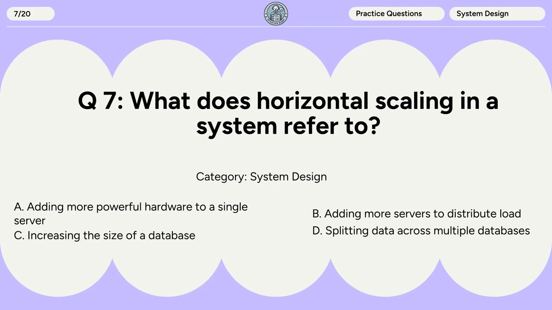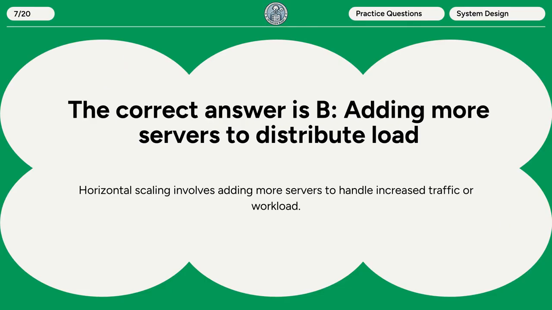Question 7. What does horizontal scaling in a system refer to? A. Adding more powerful hardware to a single server. B. Adding more servers to distribute load. C. Increasing the size of a database. D. Splitting data across multiple databases. The correct answer is B. Adding more servers to distribute load. Horizontal scaling involves adding more servers to handle increased traffic or workload.